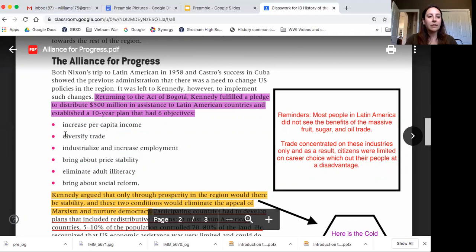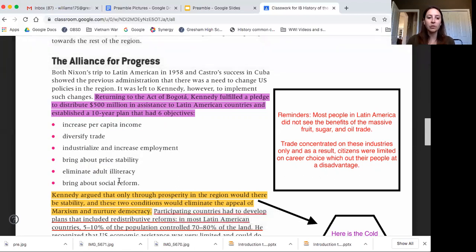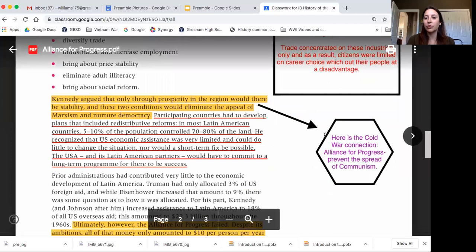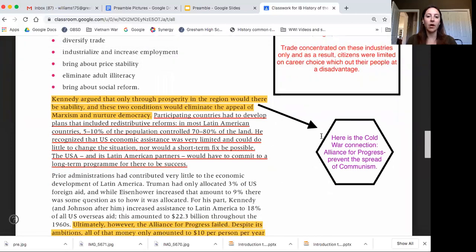And Kennedy also wanted to diversify trade, meaning he wanted to make Latin America not dependent on only oil, sugar, and fruit, so to give them some more exports, okay? And then increasing employment, bringing about price stability, eliminating illiteracy, and social reform. Those were the smaller parts of the program that he was hoping to enact through the Alliance for Progress. And then this little blurb here is that idea of the connection with the Cold War. They wanted to prevent the spread of communism.